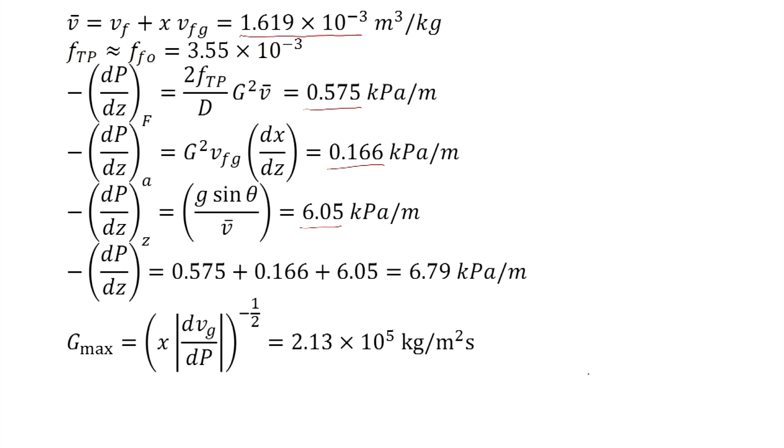Then the frictional pressure gradient is proportional to V bar, and V bar is also less compared to that at lower pressure. So, therefore, the frictional pressure gradient is also less. Now, we add all these three pressure gradients and get the total pressure gradient as 6.79 kilopascal per meter. Now, let us check for choking. So, G max is obtained as 2.13 into 10 raised to 5 kg per meter square second, and the actual mass flux is only 1000 kg per meter square second, which is much less than this value.